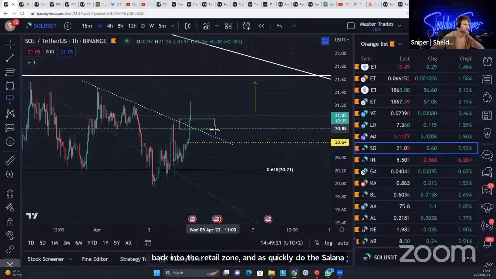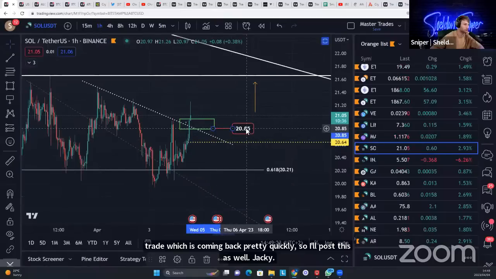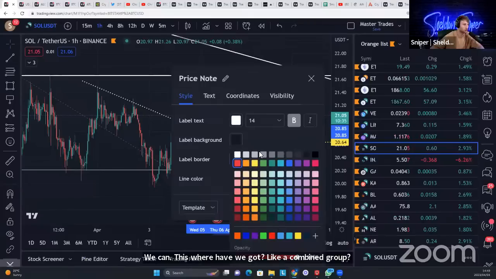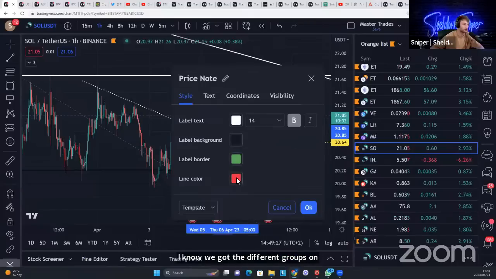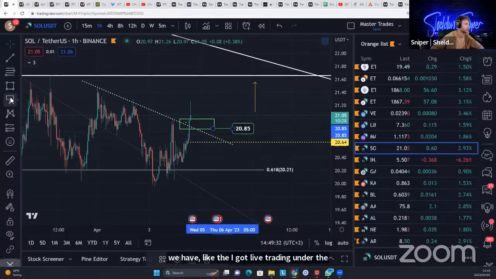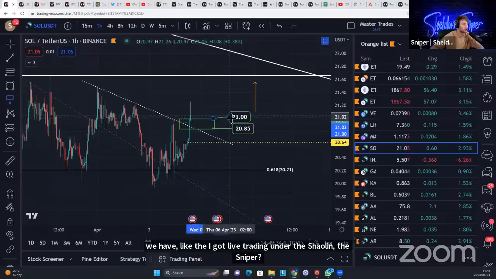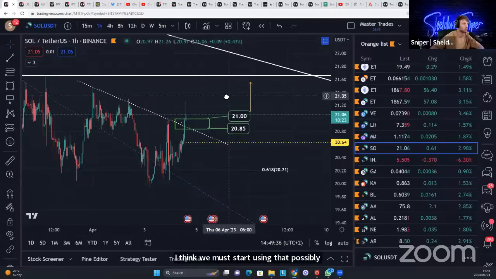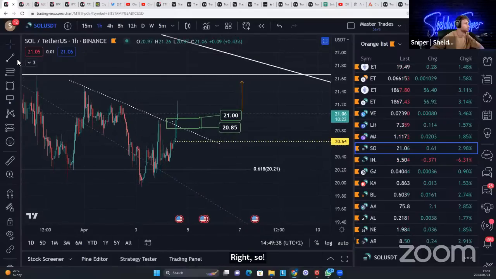Jackie, where have we got a combined group? I know we got the different groups on Discord. I've got live trading under the Sheldon the Sniper. I think we must start using that possibly, just so you can post these charts so they can find them on the Discord. Yeah, you drop them, I'll share them.